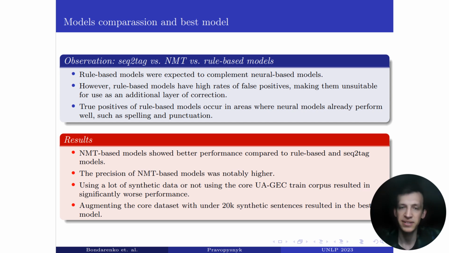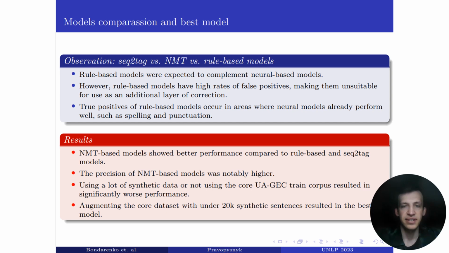So NMT-based models already show better performance compared to rule-based and sequence-to-tag models. The precision of NMT models was notably higher. We might assume that it is connected to the fact that NMT-based models make use of byte pair encoding, which captures more nuanced parts of the word, such as prefixes, suffixes, etc.